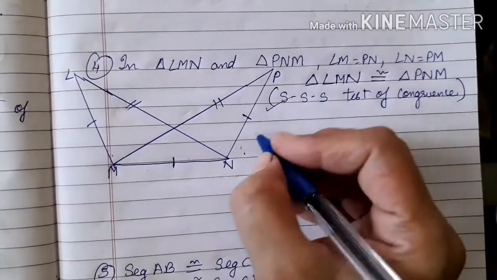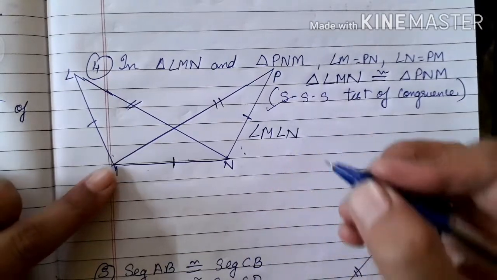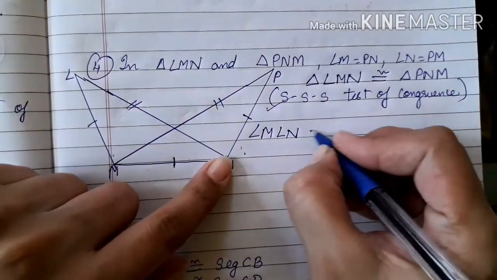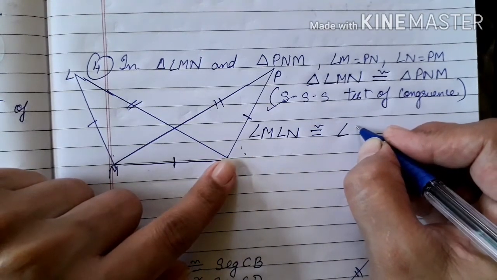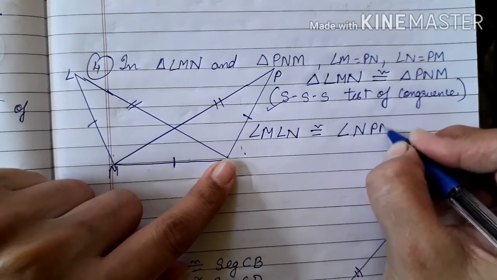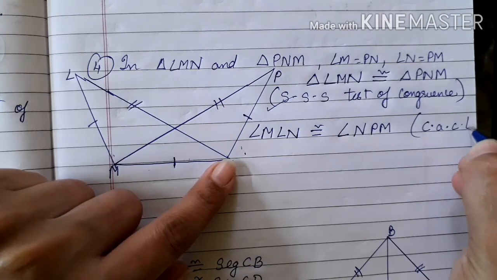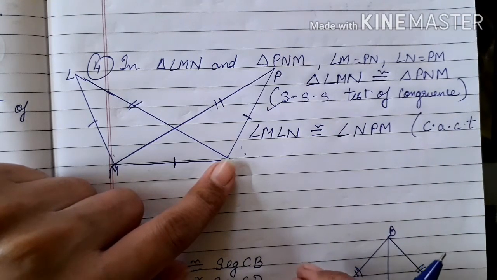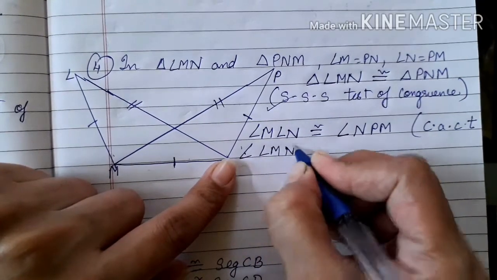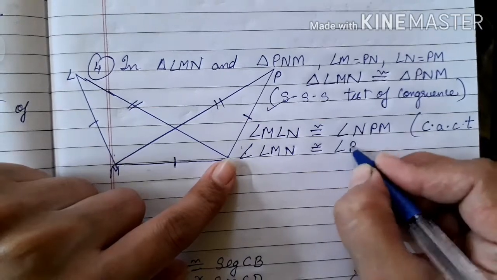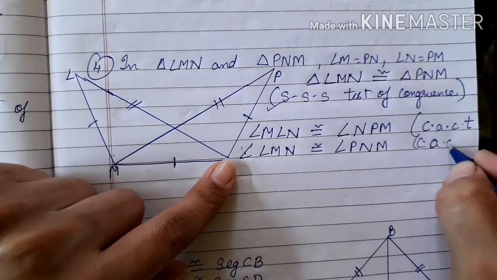We have written this. Now first we will write angle MLN is congruent to angle, in the same order go for this triangle also, so it is going to be NPM. Reason, corresponding angles of congruent triangles. Okay. Now after this, triangle LMN is congruent to triangle PNM. Again the same reason, CACT.